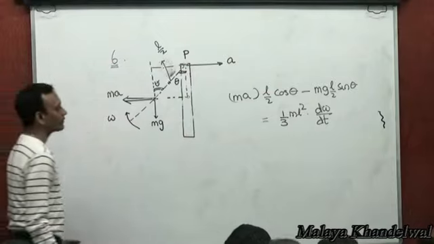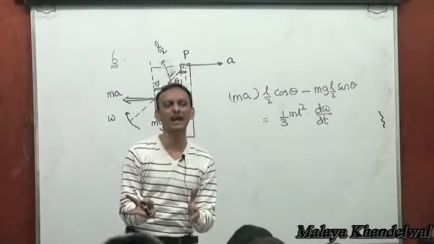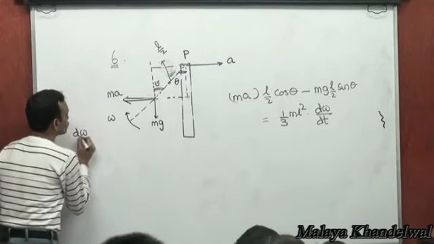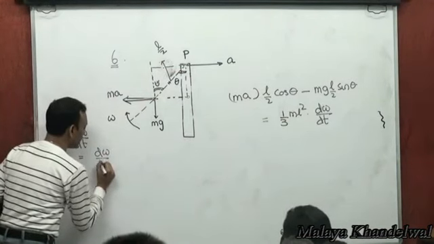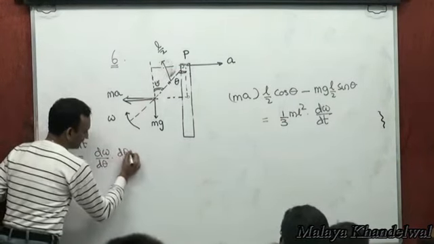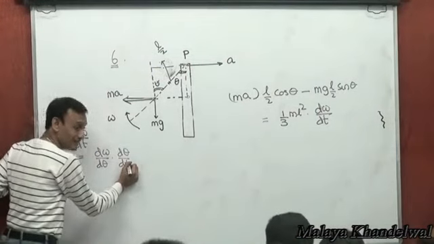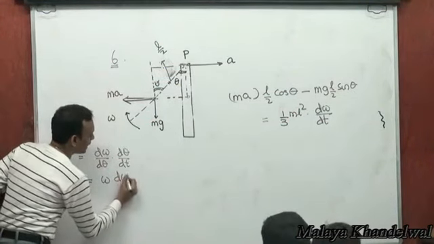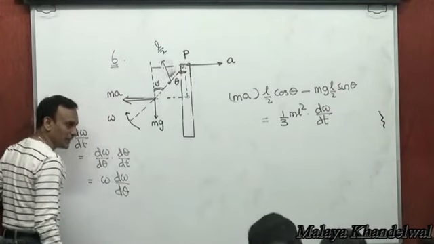Now I need to find omega as a function of theta. That means I need to dispense away t and bring in theta. So d omega dt is like d omega d theta into d theta dt. But d theta dt is omega. So this is like omega d omega d theta, yes or no?